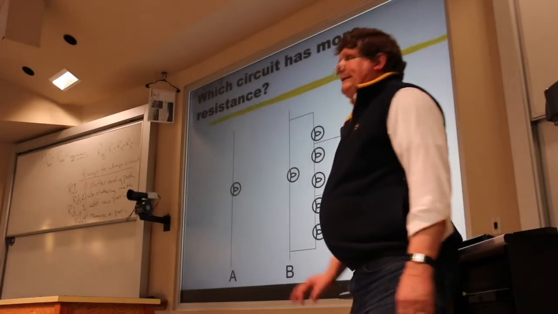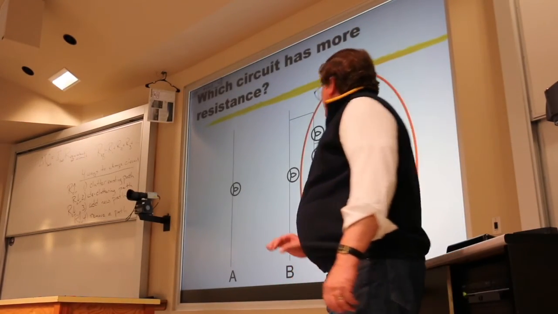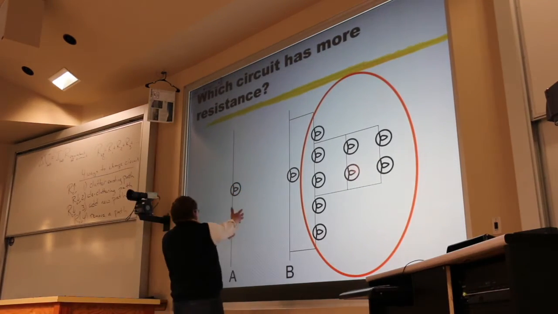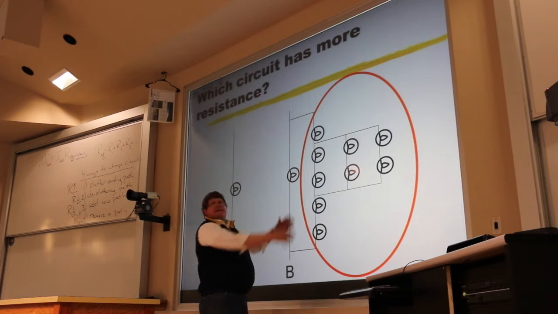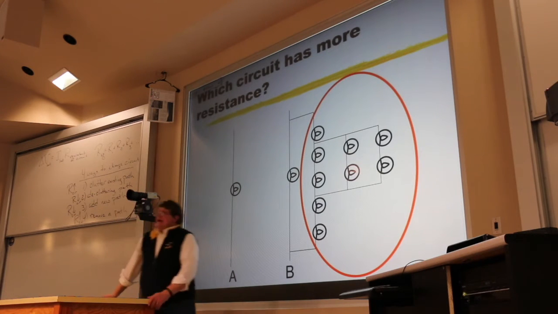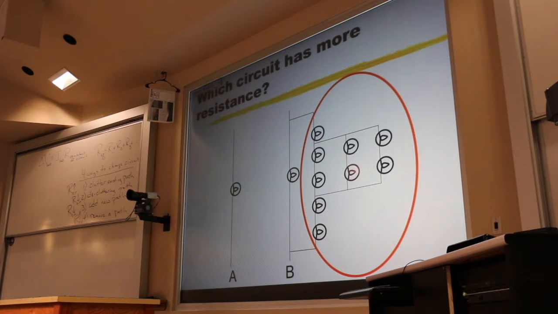Here's how you do it. You bring a red pen. You draw a circle around the new stuff. What did I have to add to this to turn it into that? All of that stuff in the circle. And here's the key. You don't care what's in the circle. It can have lots of paths. It can have lots of bulbs. It can have fish. Doesn't matter.